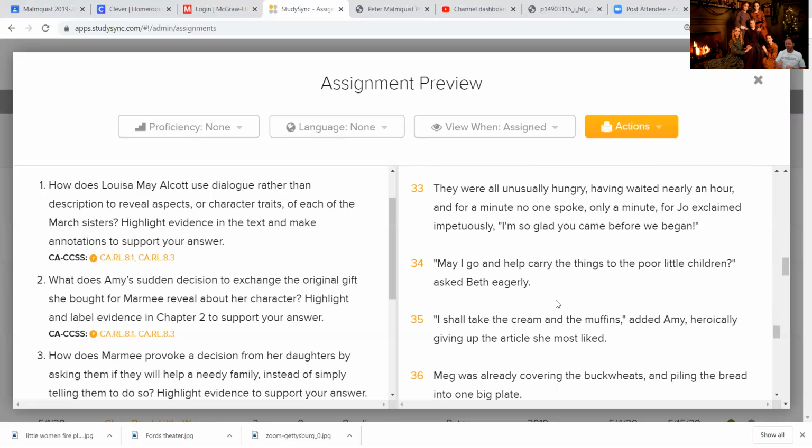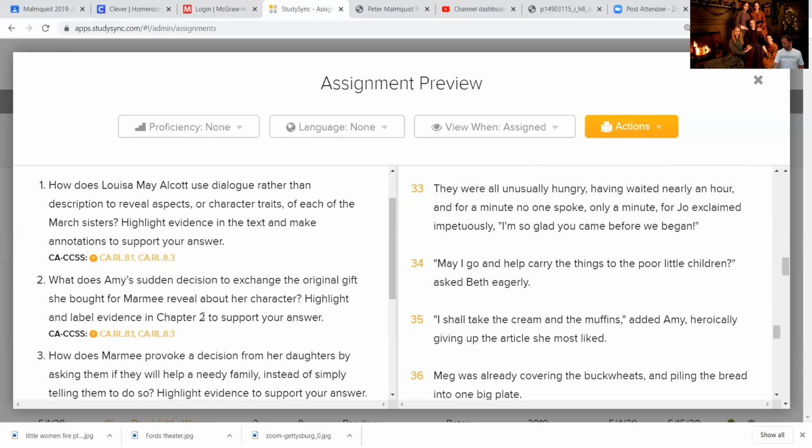Okay, so again, you guys, for number 1, we're looking at how dialogue shows their different character traits. So pick each one out and talk about what each trait is for each sister. All right, number 2. What does Amy's sudden decision to exchange the original gift she bought for Marmee reveal about her character? So Amy decides to exchange what she got for her mother. What's that say about her? Okay, highlight and label evidence in chapter 2.